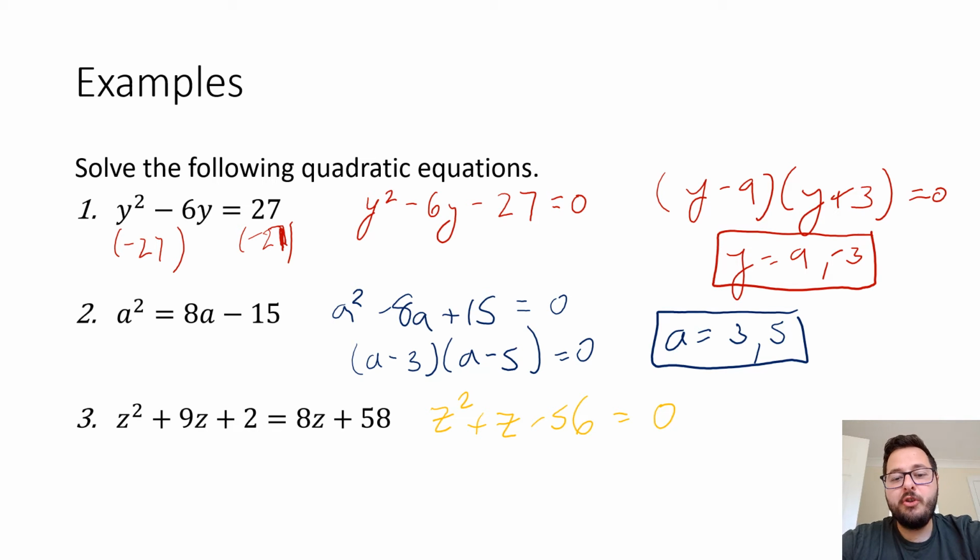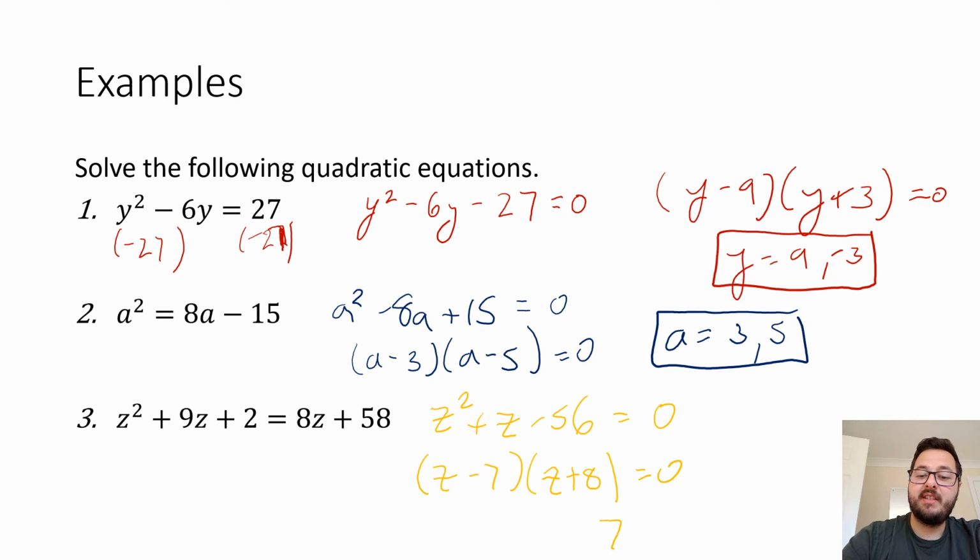Okay, and we want two numbers now that times to make minus 56 and add to make 1. So that is going to be z minus 7, z plus 8 equals 0. Change the signs, z is going to be 7 or minus 8. Great.